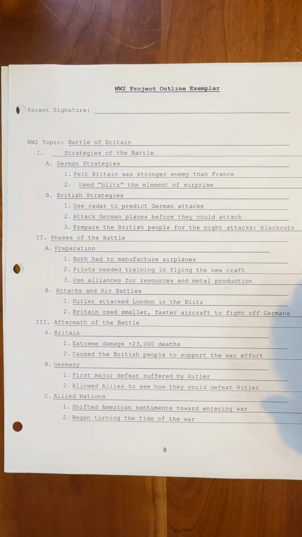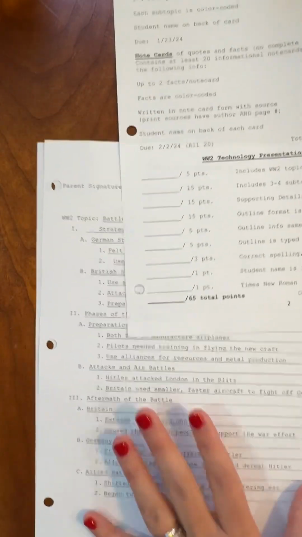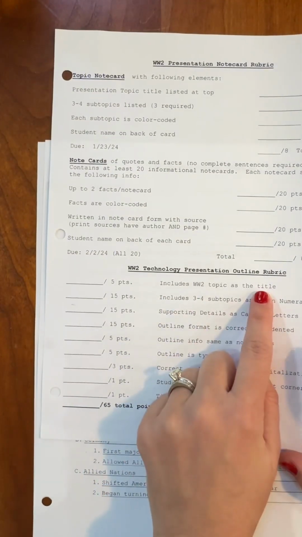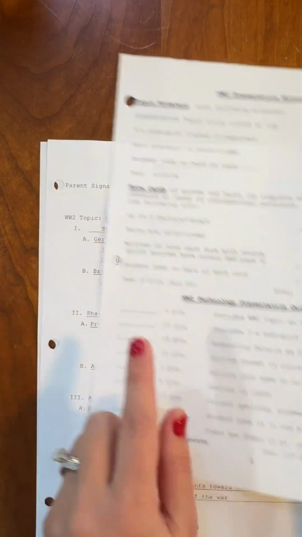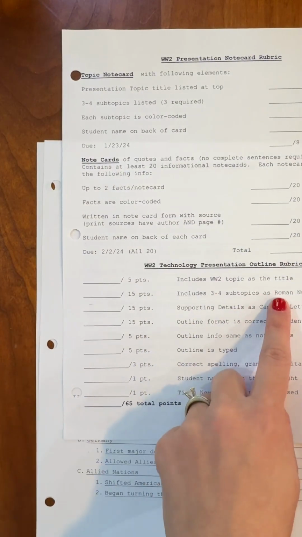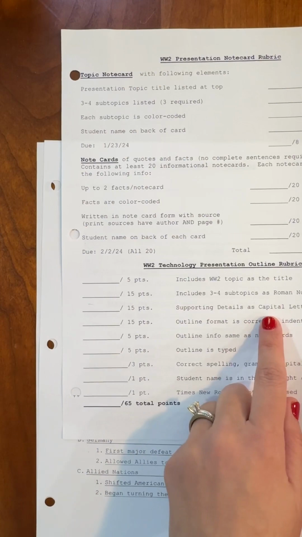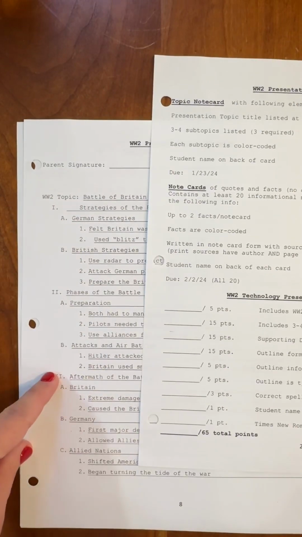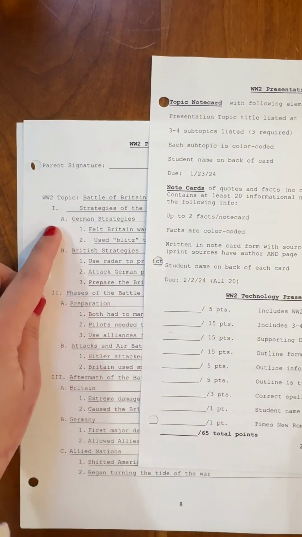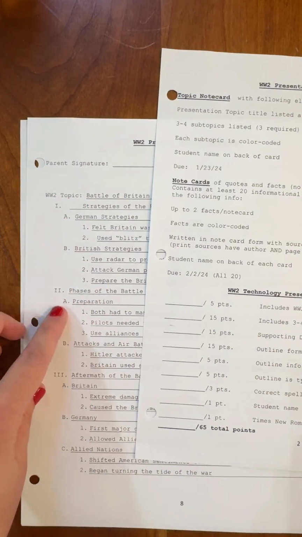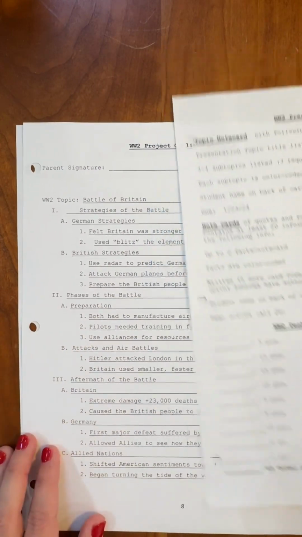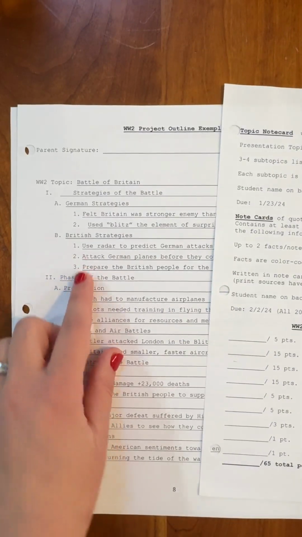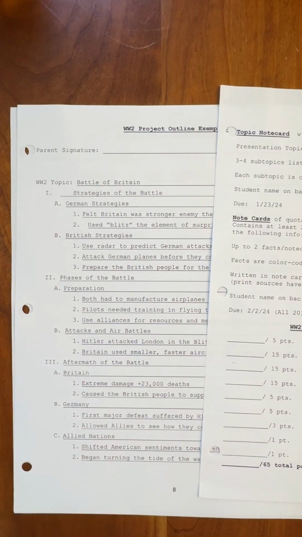Okay, so let's look back here so that you can see this. Make sure that you have your topic as the title, okay, so the Battle of Britain, 3 to 4 subtopics, including your details as Roman numerals, and then your supporting details as capital letters, those like 2 little subtopics that you have, okay, and then you have your little facts underneath it as you go, okay.